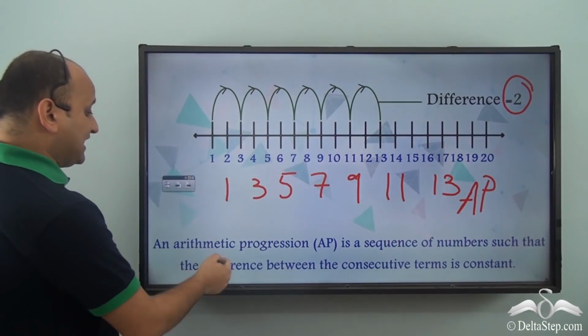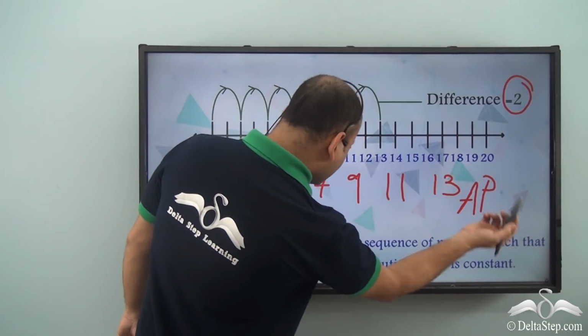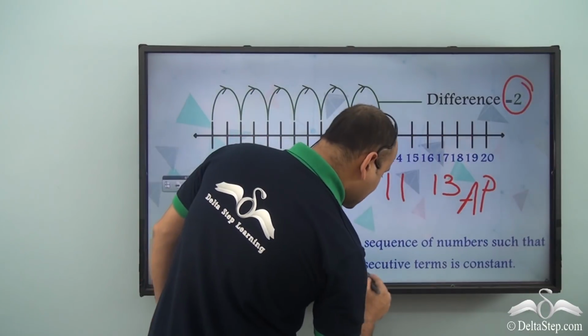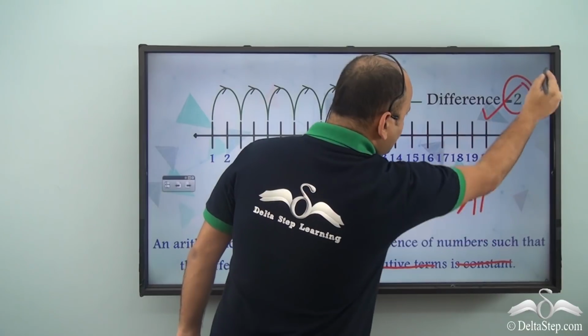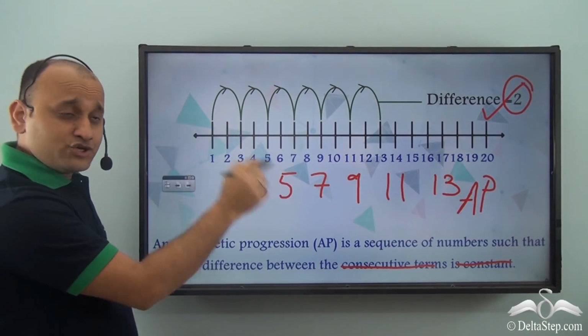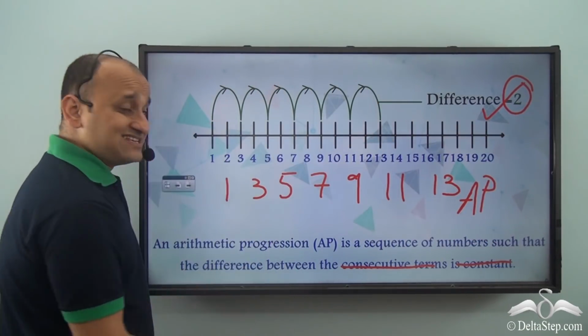So an arithmetic progression, AP, is a sequence of numbers such that the difference between consecutive terms is constant, and in this case it is 2. So the constant difference is 2, and so this series is in AP.